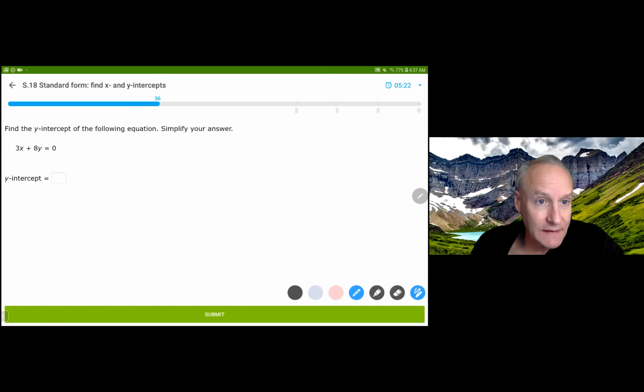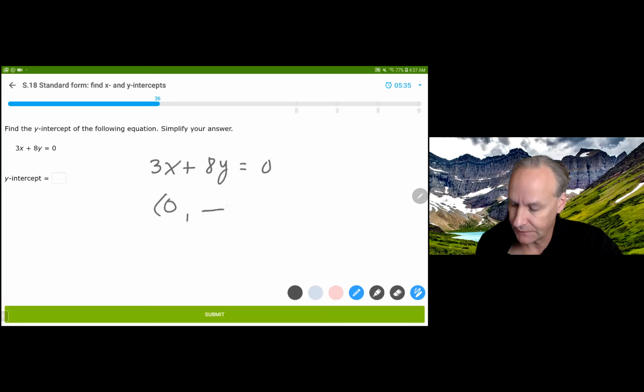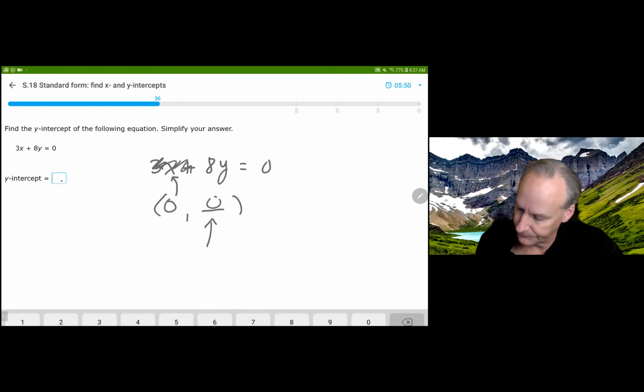Clearly the y and the x-intercept are at 0, 0. Hopefully you recognized this one again, but I'm going to go ahead and write it. 3x plus 8y equals 0. I want the y-intercept, so I'm looking for this. Remember, if you're looking for the y value, you have to let the x equal 0 to find the intercept. So if x is 0, 8y equals 0, and of course, divide by 8 on both sides, and it's at 0, 0.